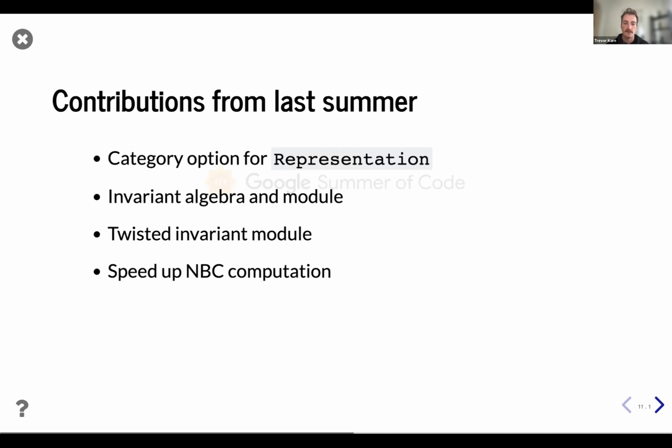Also implemented the invariant algebra and invariant module, this twisted invariant module. So this would be the one corresponding to the trivial representation, and then this is the one corresponding to your favorite irreducible character. And then also implemented an existing algorithm from the literature to speed up computing the no broken circuit sets, which in turn allows us to compute the basis for the Orlik-Solomon algebra much faster.